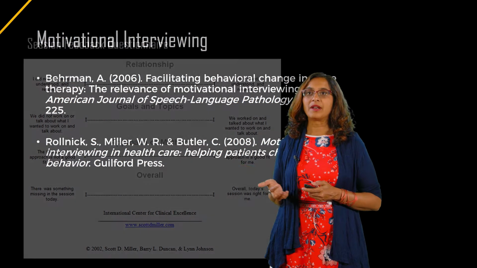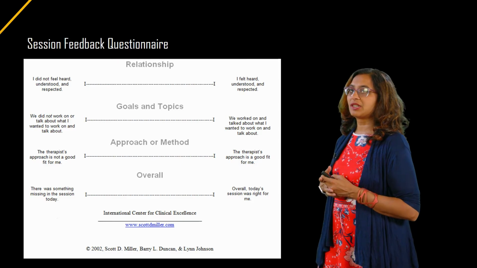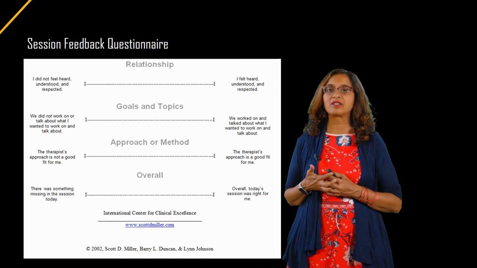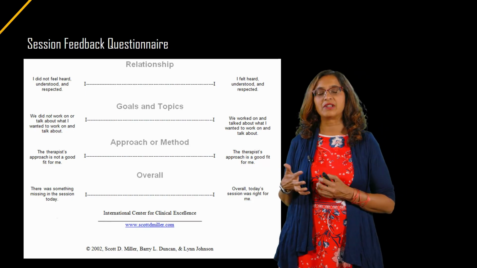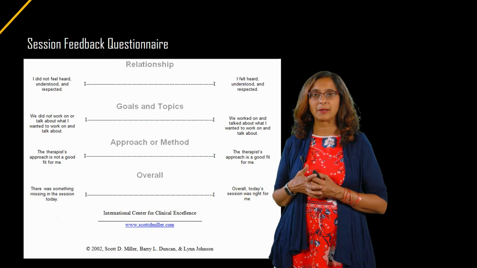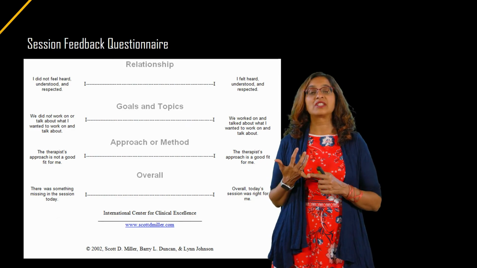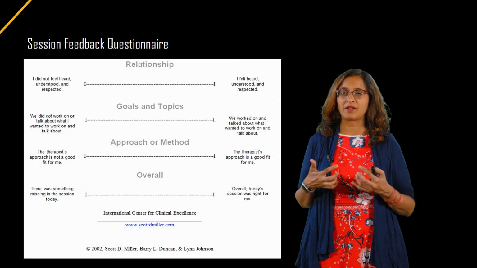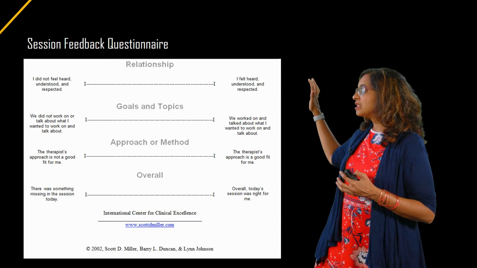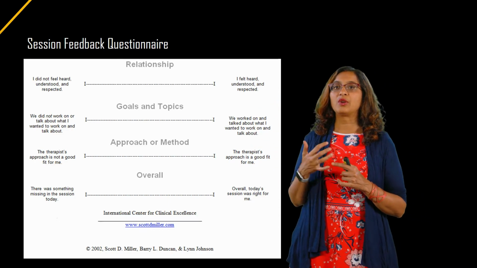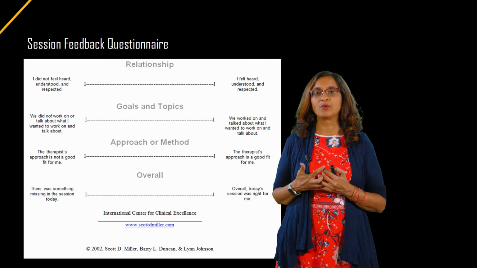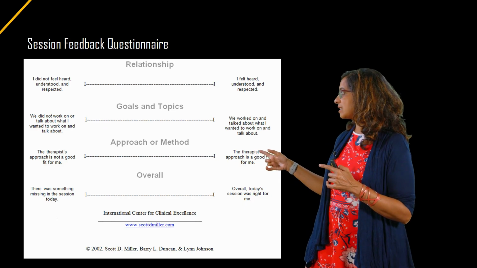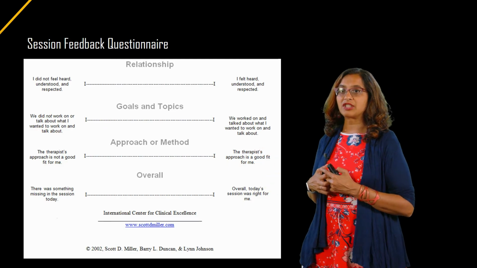The second one is using session feedback questionnaires. These were developed by the Institute for Clinical Excellence and Scott Miller and his associates, and are available online. They have session feedback questionnaires and outcome feedback questionnaires for adults and kids, and a lot of different ways. On this, you can see there's 4 areas that include the definition that Bordin suggested: the relationship, the goals and topic, the approach or the tasks of therapy, and the overall relationship.